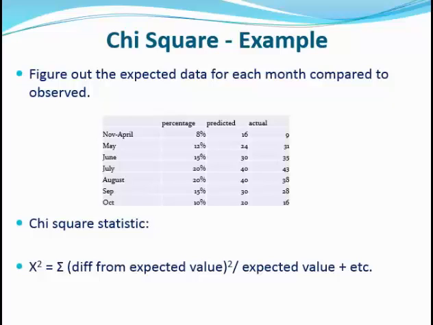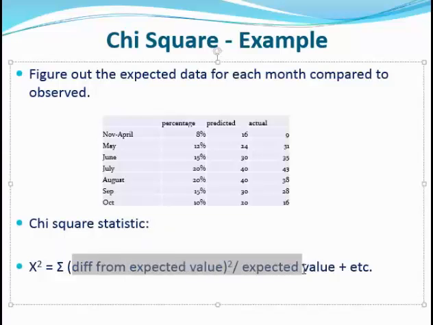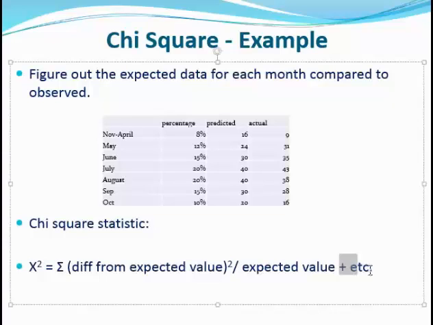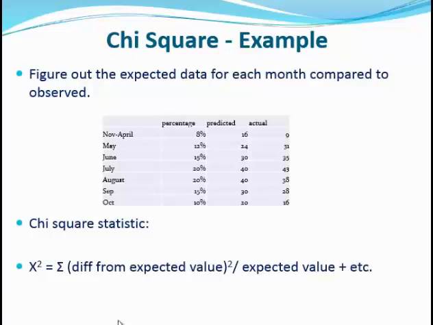Now we need to use the information that we just found in this little chart to figure out our chi-square statistic. The chi-square statistic's formula is really not that complex. It's the summation, which means the addition of all of the data points, of the difference from the expected value squared, divided by the expected value, plus etc. The etc. here means you have to do each one. That's really what a summation means.